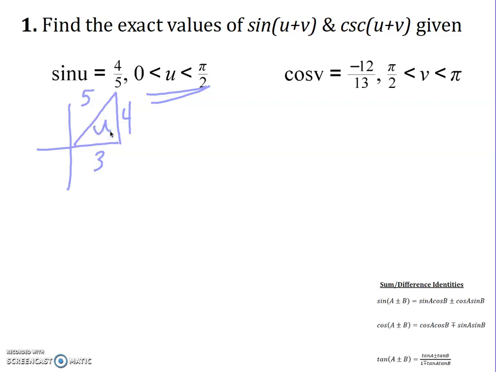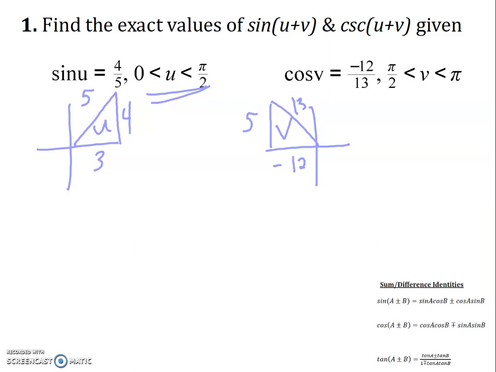And then v is from pi over 2 to pi, so this guy is in my second quadrant. Adjacent is -12, hypotenuse is 13. Pythagorean theorem, 13 squared minus 12 squared gives you 25, so this guy is 5. That is triangle V.